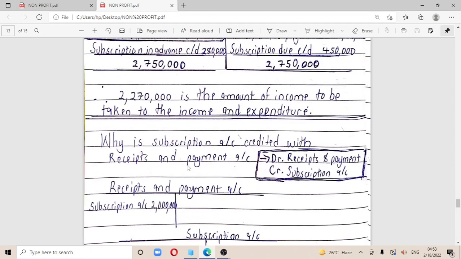So a student can ask himself or herself, why is the subscription account credited with the receipts and payments account? Remember, the receipts and payments account, we treat it the same way as we would treat cash and bank. What is the double entry here? If they pay for subscription, you debit the receipts and payments, like this, subscription account 2 million, and then you credit the subscription account with 2 million.